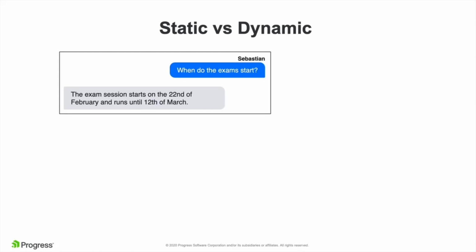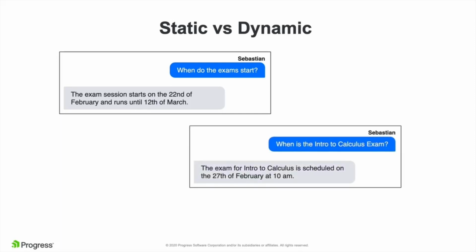But a dynamic conversation would require your chatbot to actually query the backend to have the answer. So that when your student asks, when is the intro to calculus exam, the chatbot would have to check the backend and then it can provide the answer by saying, well, it's on the 27th of February at 10 a.m.